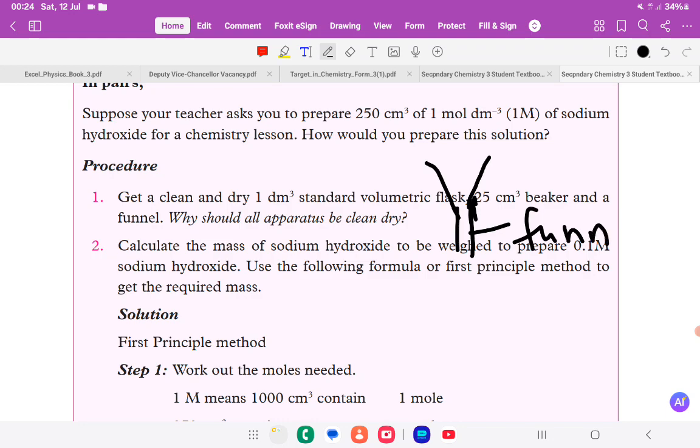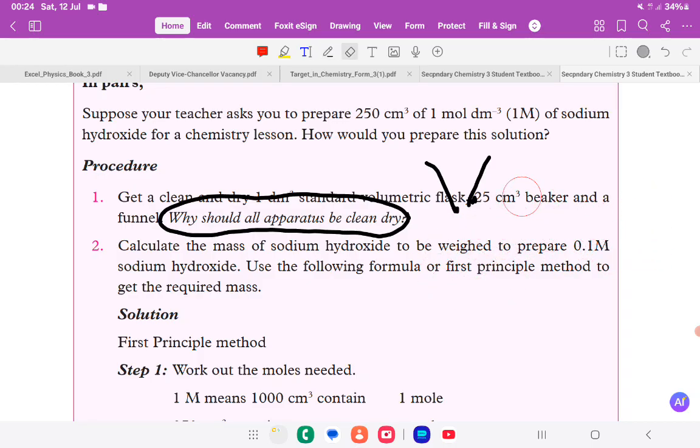You don't have to worry about graduations. It doesn't need to have graduations or markings on it because it's not for measurements. It's just for transferring solutions. But all in all, the beaker, the volumetric flask, and the funnel should be clean. Why? Because we are trying to avoid contaminations.